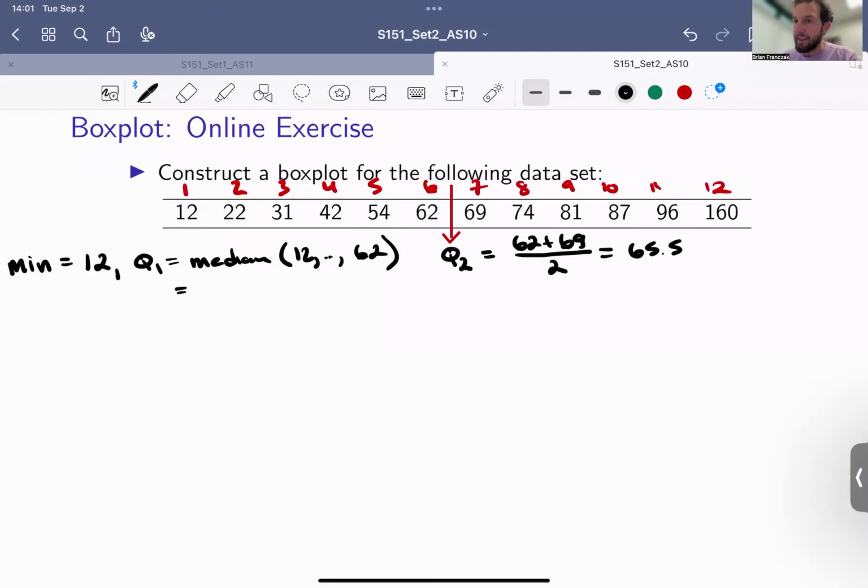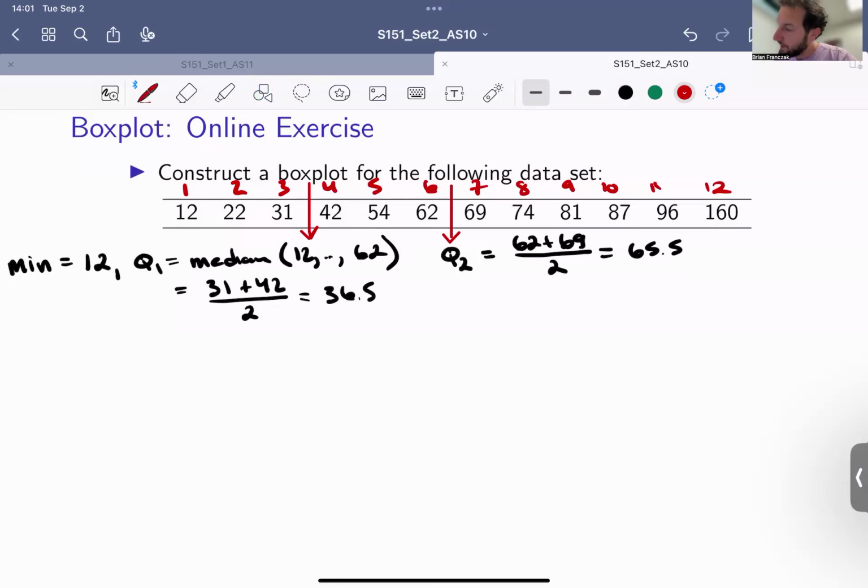Now, we have an even numbered lower half. We have 6 numbers in the lower half of the data. So that means that our Q1 is going to have to be the average of the 2 middle values from the lower half, which are 31 and 42. So if we average that, we have 36.5. Okay, so Q1 is placed here, right? And again, you can think of this as the median of the lower half. So these calculations are very similar.